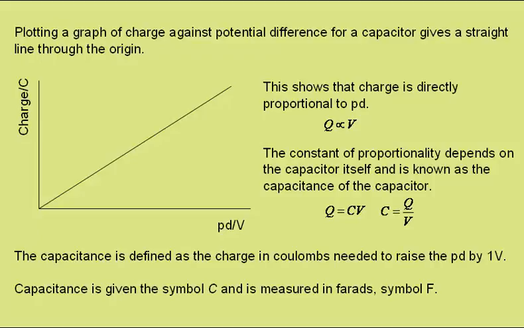Capacitance is given the symbol capital C and is measured in farads, symbol capital F. You have to be careful not to confuse the capital C for capacitance, a property, with the capital C for coulombs, the unit of charge.